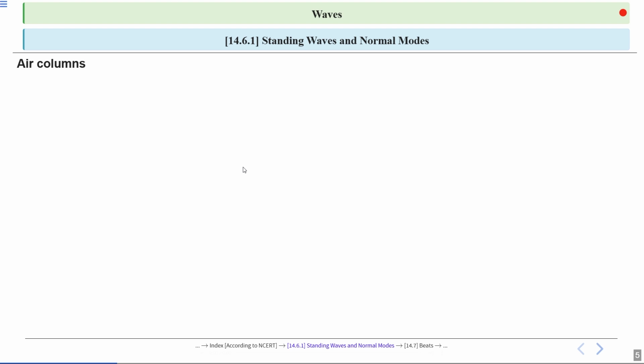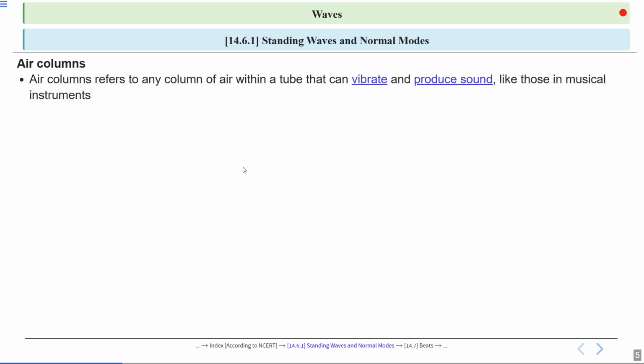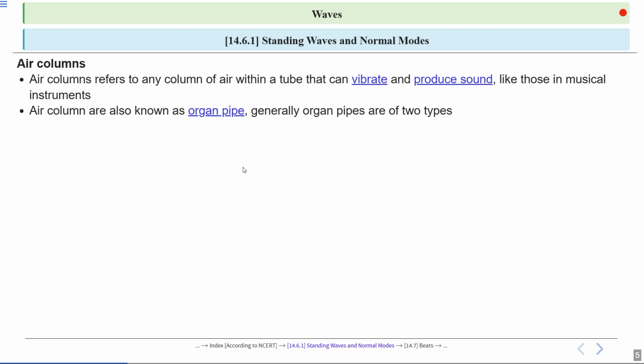Now we are going to start with air columns and how they relate to sound production in instruments. Air columns are columns of air inside tubes that can vibrate to create sound, commonly found in musical instruments. When air is forced through a tube, it causes the air inside to vibrate, producing different sounds. An air column is also known as an organ pipe.